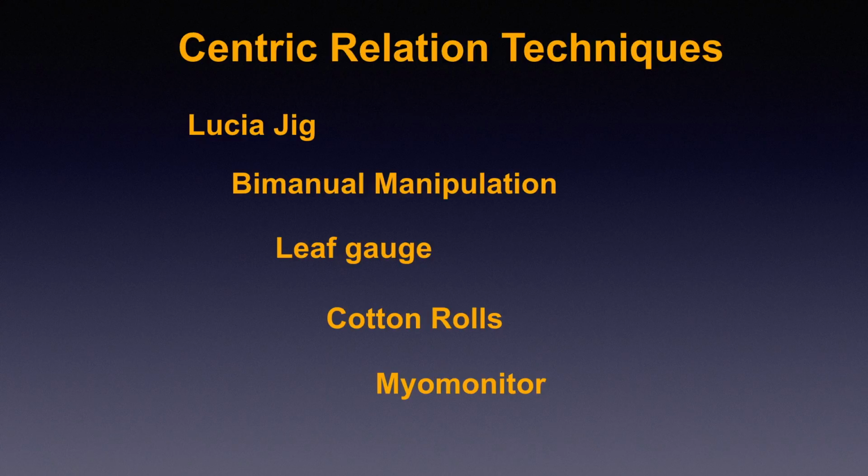The 5 techniques which are commonly used today are the Lucia jig, bimanual manipulation, use of a leaf gauge, or the use of cotton rolls, and then the myomonitor. Some practitioners use a combination of these techniques to enhance their ability to record centric relation.